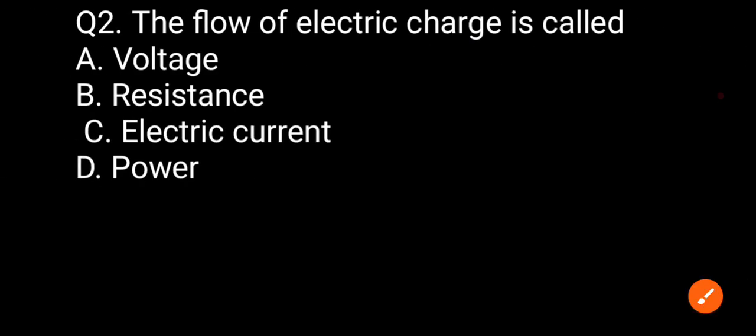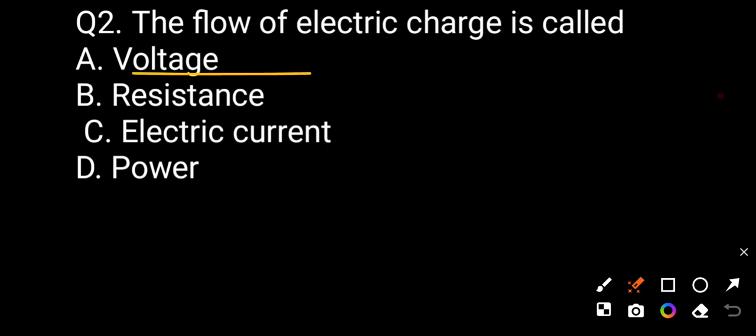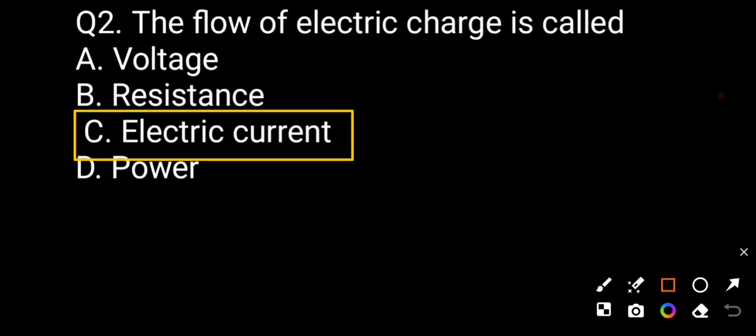Now we see question number 2. The flow of the electric charge is called option A voltage, option B resistance, option C electric current, option D power. The correct answer will be electric current.